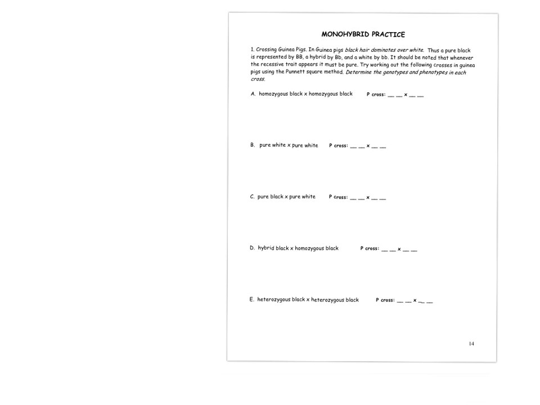Let's go ahead and read this first one. So I'll do A with you. I'll set up A for you. So homozygous black. And they're saying, crossing guinea pigs, black hair is dominant over white. Pure black is big B, big B, little B is hybrid, and little b is recessive. Determine the genotypes and phenotypes of each cross.